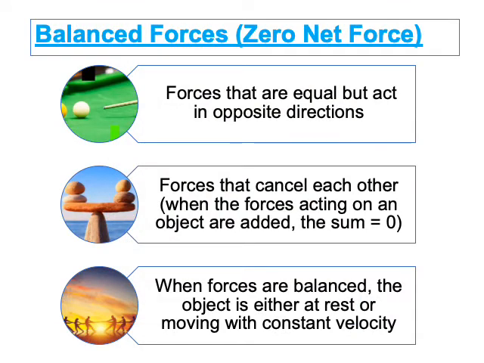Let's summarize. Balanced forces, or zero net force, refer to forces that are equal but act in opposite directions. There are also forces that cancel each other, meaning when the forces acting on an object are added, the sum is equal to 0. And when forces are balanced, the object is either at rest or moving with constant velocity.